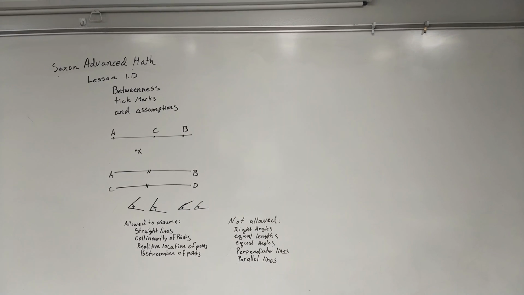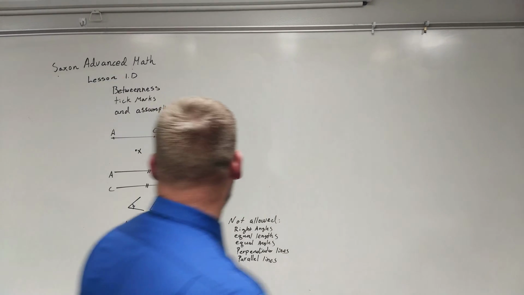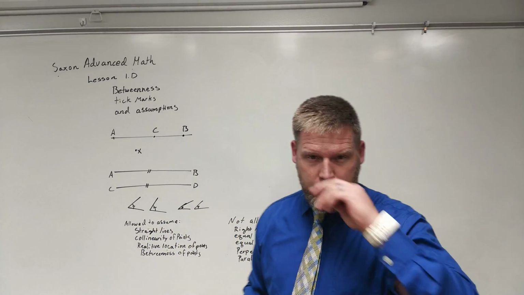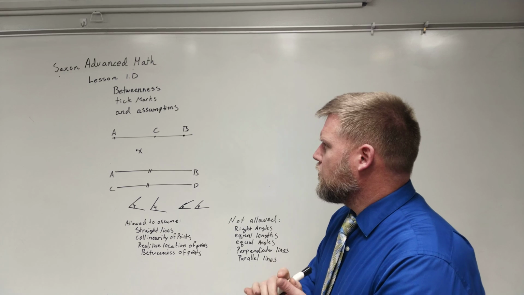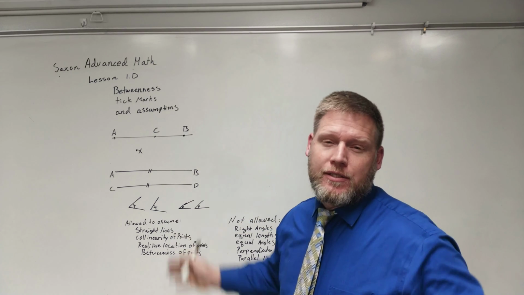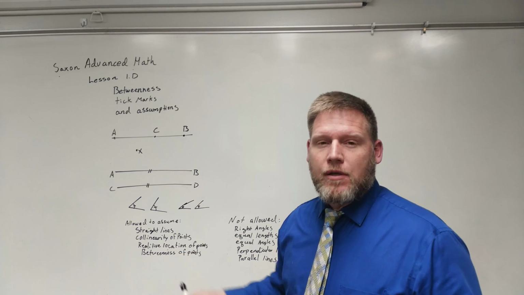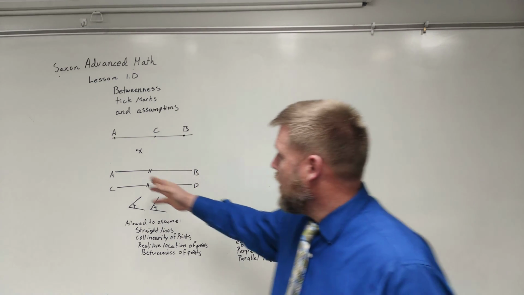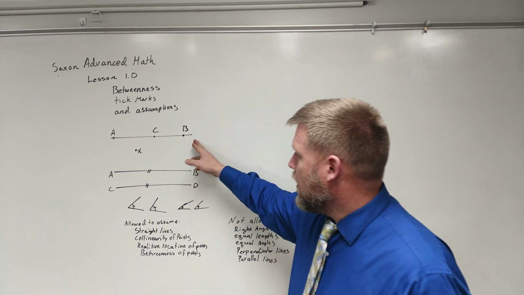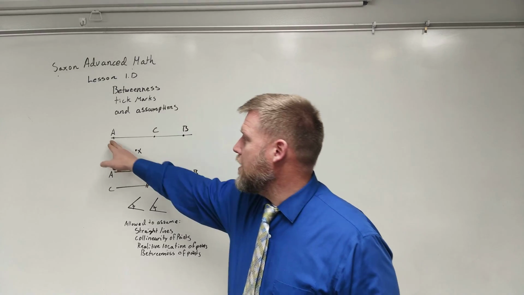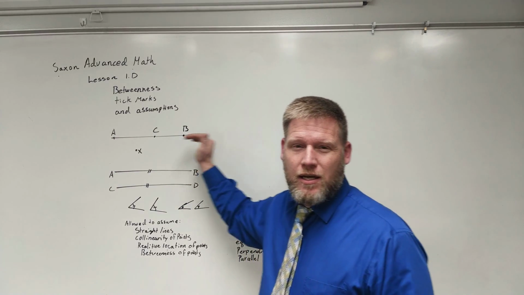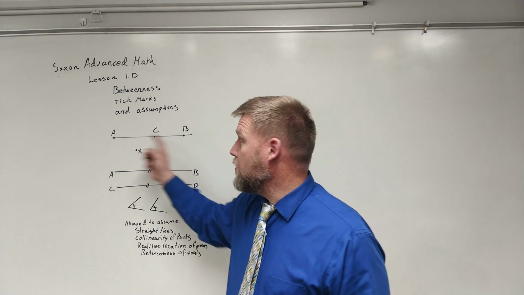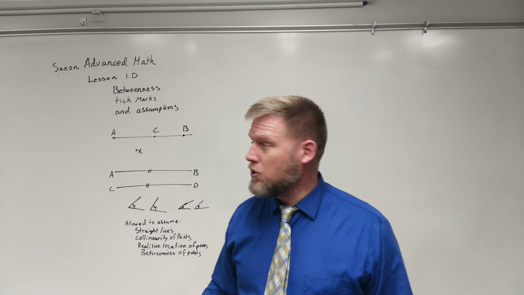Saxon Advanced Math Lesson 1.D, and we're going to talk about a couple of assumptions and betweenness and what tick marks mean. A couple of things that we're going to start with here: betweenness. Something's between something else. We can make that assumption here. For instance, I've got a line A, C, B, and we can assume that C is between A and B because it's on the same collinear line as A and B. Therefore, we're assuming it's between the two. And that's an okay assumption.